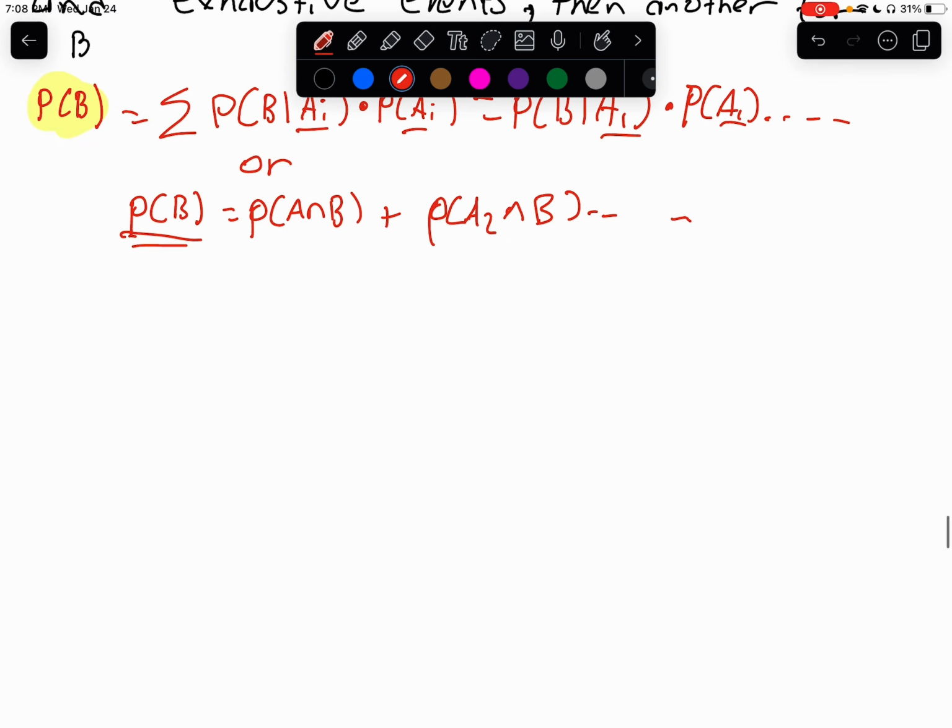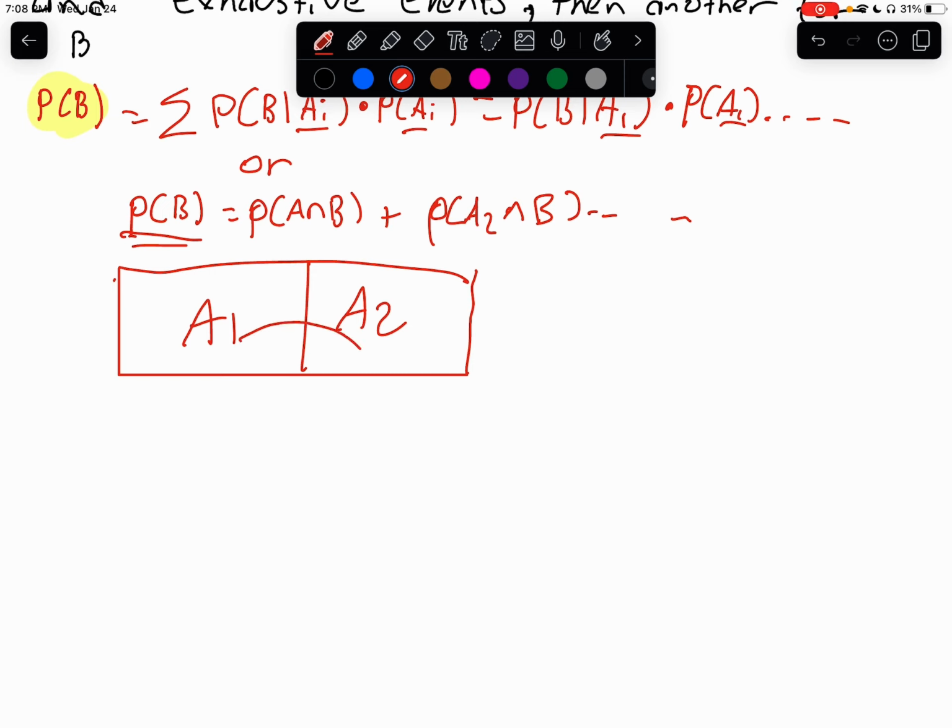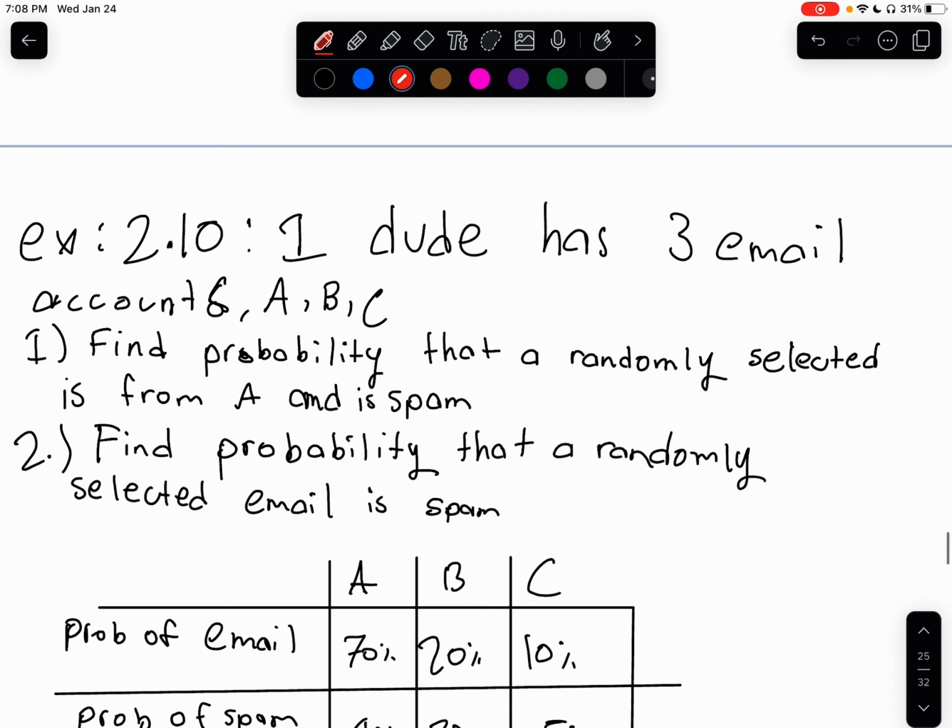So as we draw this, let me try to draw a square. It's going to be like this. We have A1, A2, and let's say this big circle is B. So this is intersecting into A1, A2, and any denotation of A. All right, so we're going to do an example.